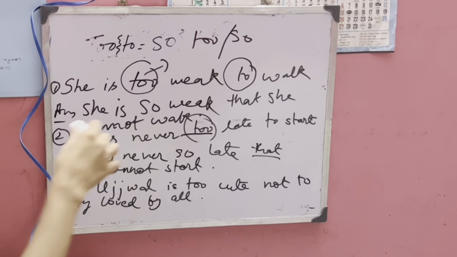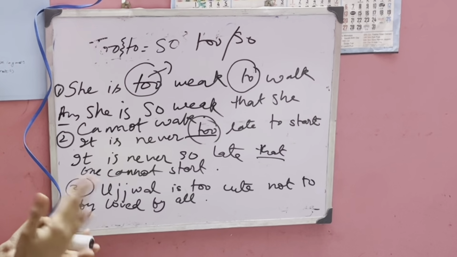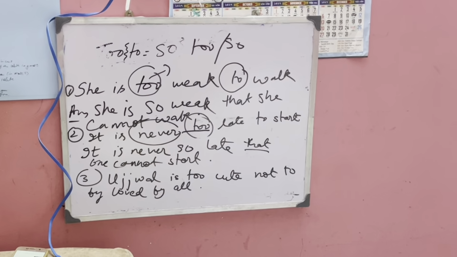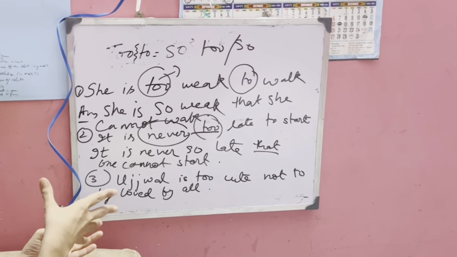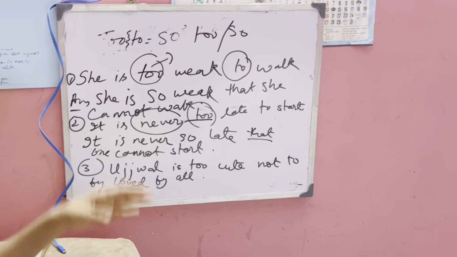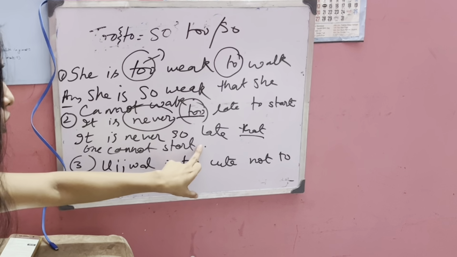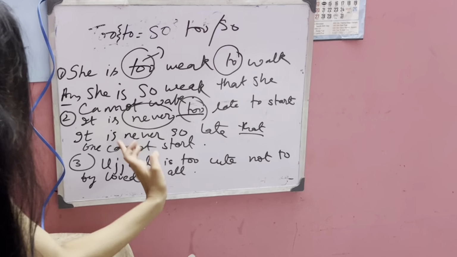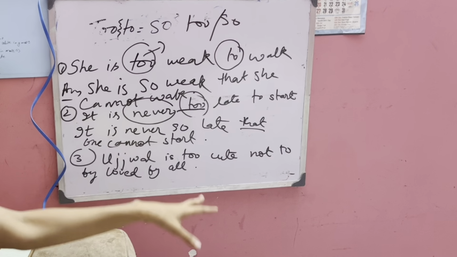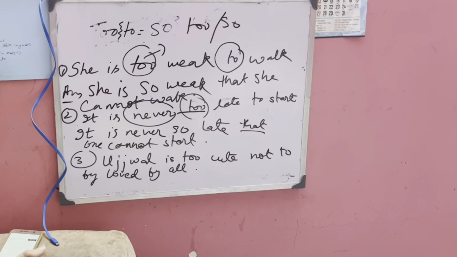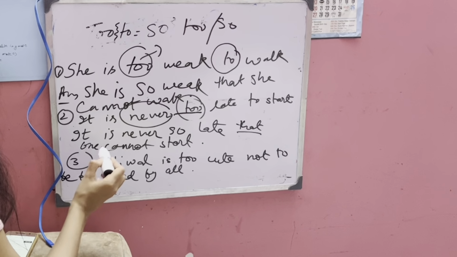Okay, so it means that it is never too late that one cannot start. So it is never that late that someone cannot start over again. The meaning of this sentence. So you can either write it as it is never too late, to is getting replaced by so, to that one cannot start. So the last one is Ujjwal is too cute not to be loved by all. Not to be loved by all.